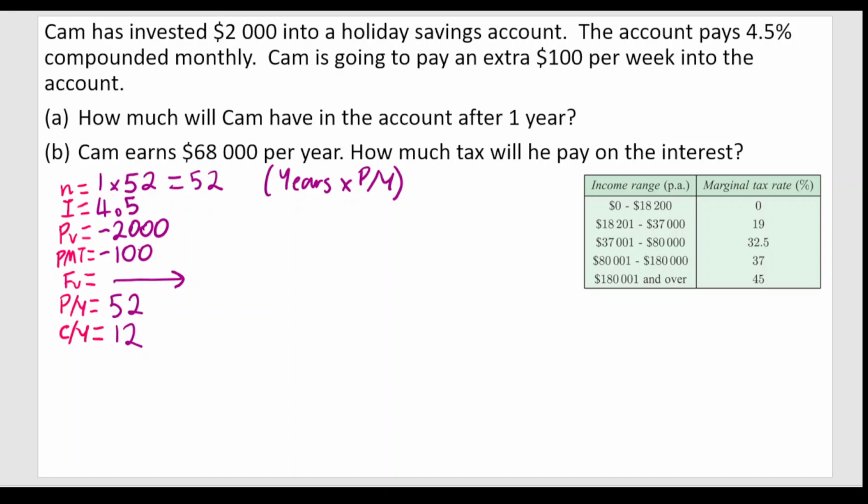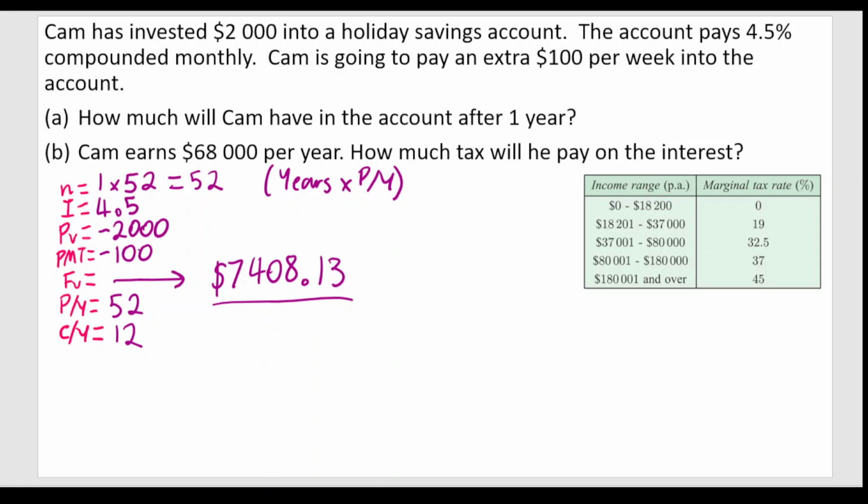And then we can put in those values. So 52 for the N, 4.5 for the interest. He's starting off with $2,000, so he's given that to the bank. He's also doing $100 per week. So we have negative 152. And we have got also 12 in our compounds because it is compounding monthly. So what we'll find is that our future value is $7,408.13. That's all well and good. So we know how much he's got in the account after a year.